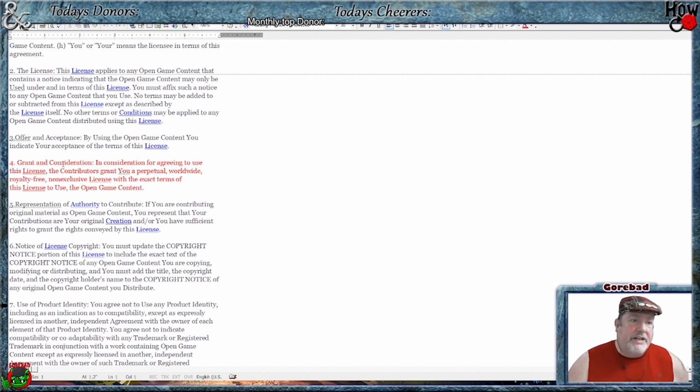So I'm going to draw your attention to what I've got highlighted here. The grant and consideration, in the original OGL, says: in consideration for agreeing to use this license, the contributors grant you a perpetual, worldwide, royalty-free, non-exclusive license with the exact term of this license to use the open game content. So, Cthulhu X, yeah, we're going to talk about that too.